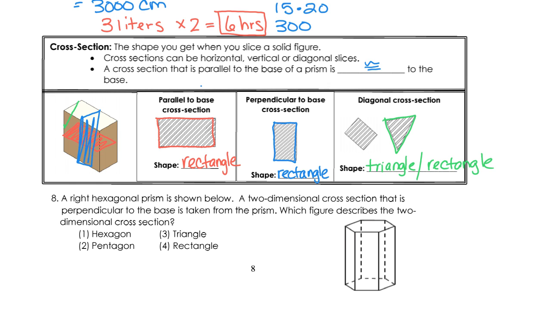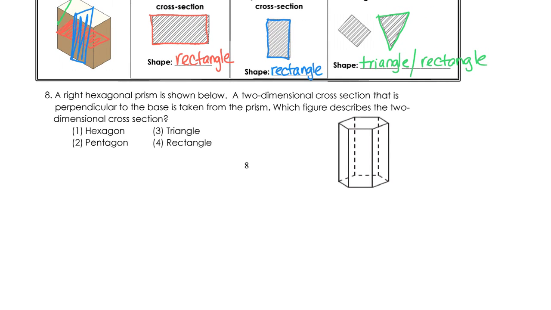All right, number 8. It says that a right hexagonal prism is shown below. It's called a hexagonal prism because the bottom is a hexagon. 1, 2, 3, 4, 5, 6 sides is a hexagon. And notice it's a prism because it has the same congruent hexagon on the top. Okay, so a 2-dimensional cross section that is perpendicular to the base. So perpendicular to the base means that I am taking my knife, putting it on the top, and slicing straight down. And I'm going to get this shape in here. Which figure describes that 2-dimensional cross section?